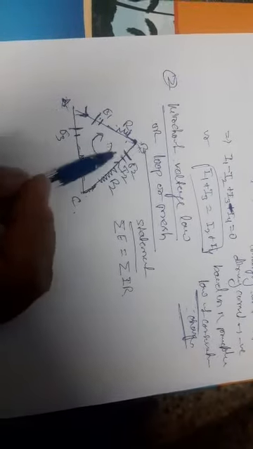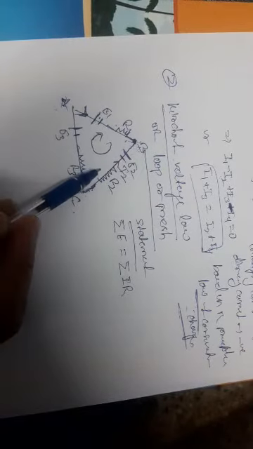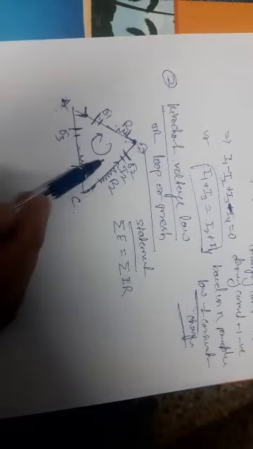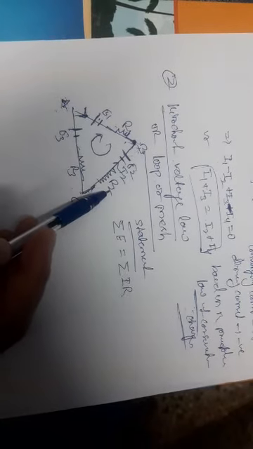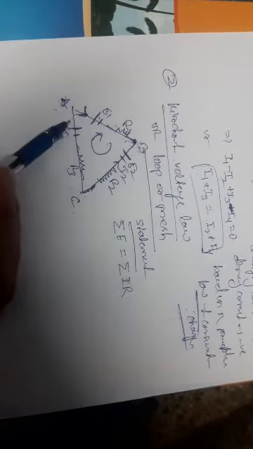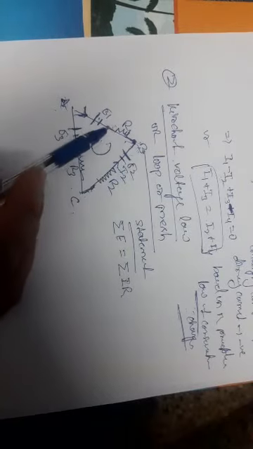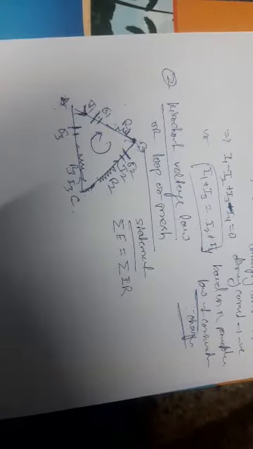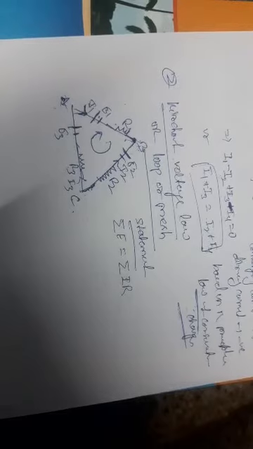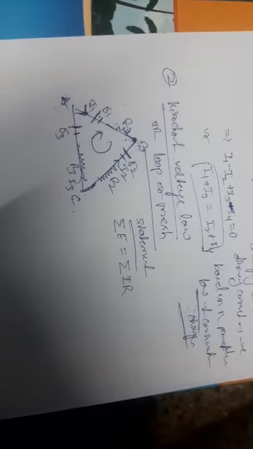According to Kirchhoff's voltage law, in the electrical network, the algebraic sum of the EMF of cells is equal to the algebraic sum of the products of resistance and current. I1 is a current, I2 is a current, and I3 is a current. That is the statement of Kirchhoff's second law.